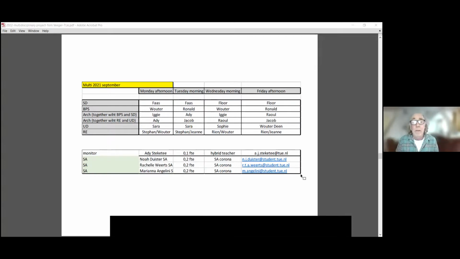To give a little bit of insight into my work, coordinating the whole project is quite a process. At the end, we are dealing with 15 to 20 different tutors, because most tutors work part-time, only one day. We've got quite a lot of student assistants working on monitoring the different teams.